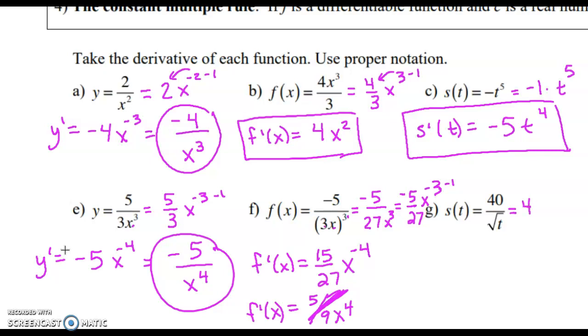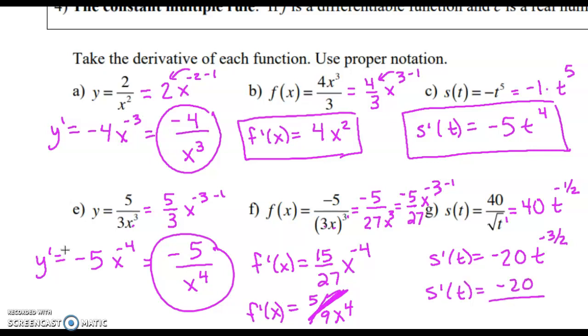All right, and then 40, remember that's t to the 1st, so 1 over 2, and since it was in the denominator, that's a negative. So our derivative, we're going to bring it down and multiply, and subtract 1. So we'll rewrite this with positive. The negative 20 stays, and the t to the 3/2 goes in the denominator.